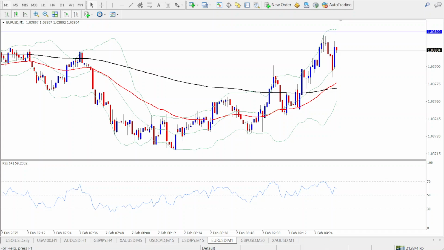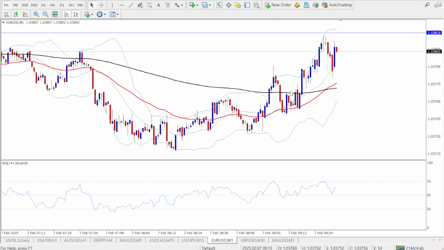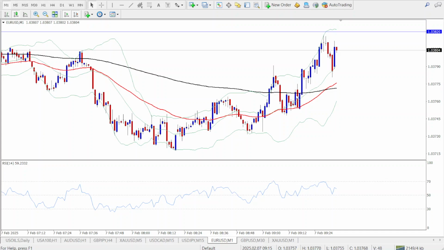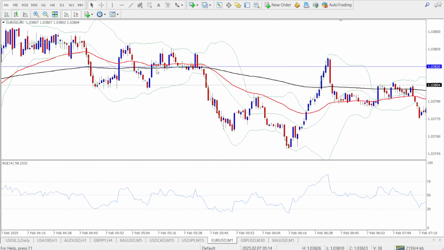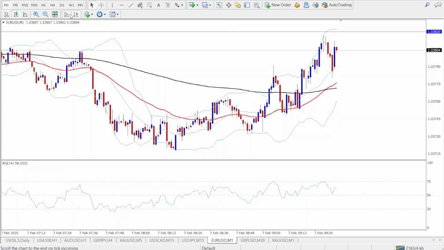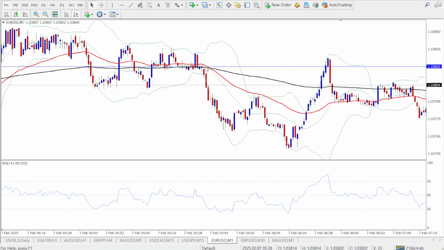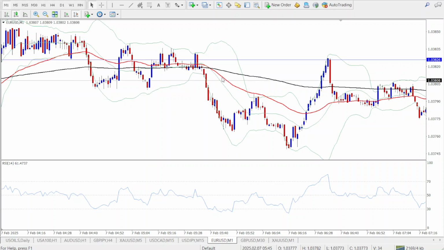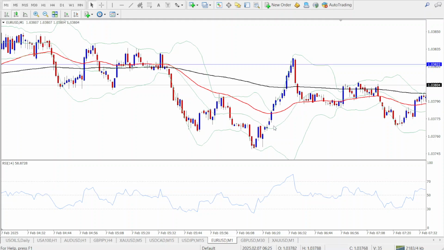Here's how to use this strategy step by step. The first thing to do is to identify the trend. You use the 50 and the 200 EMA crossover to determine the overall direction. If the 50 EMA is above the 200 EMA, you look for buy trades only. If the 50 EMA is below the 200 EMA, you look for sell trades only. Then you wait for a pullback. Price should retrace to a key level, either touching the 50 EMA or bouncing off the middle Bollinger Band.